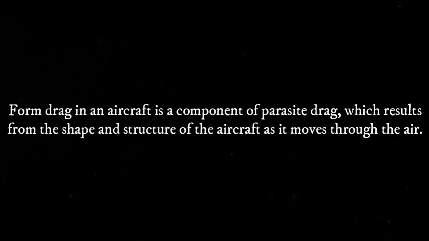What is form drag in an aircraft? So, form drag in an aircraft is a component of parasite drag which results from the shape and the structure of the aircraft as it moves through the air. It's the resistance generated by the aircraft's overall form or shape as it interacts with the air. This type of drag occurs because the aircraft shape causes disruptions in the airflow, creating areas of high and low pressure in and around the structure. The variation in pressure leads to resistance impeding the aircraft's forward motion.